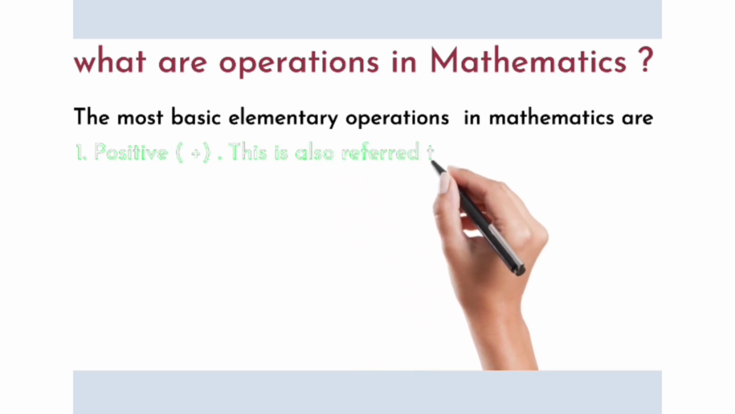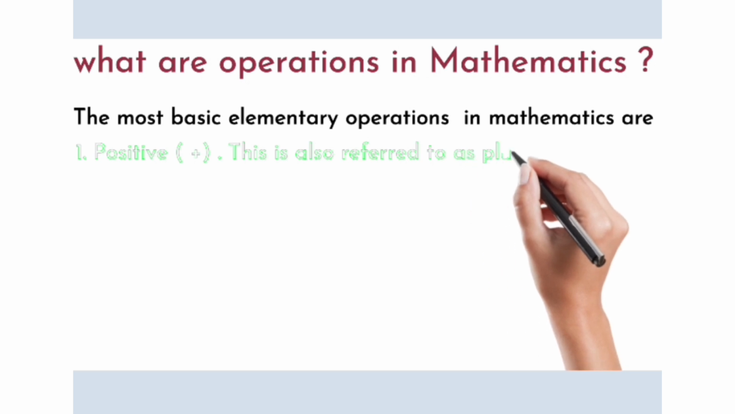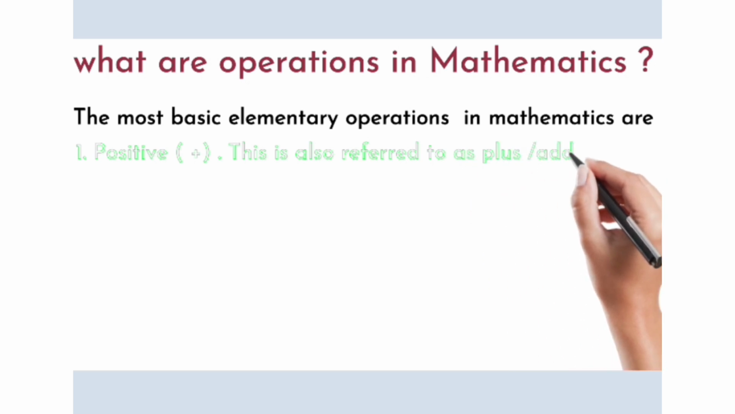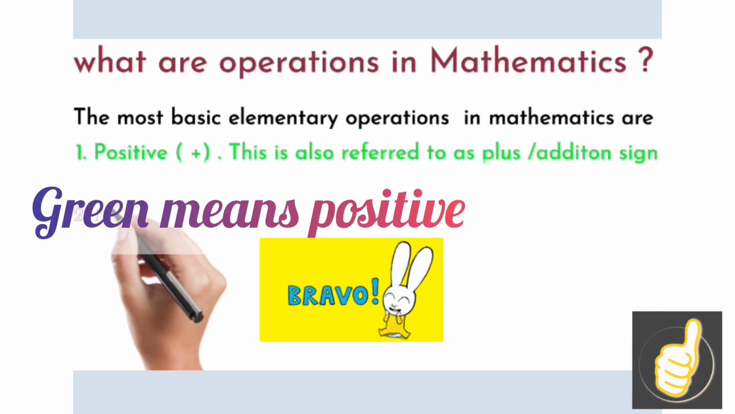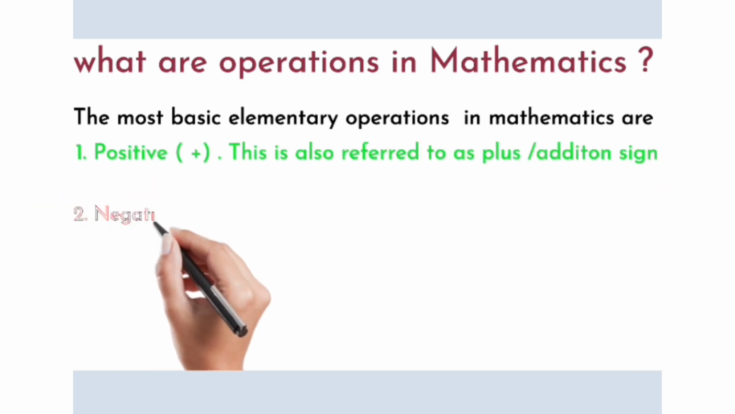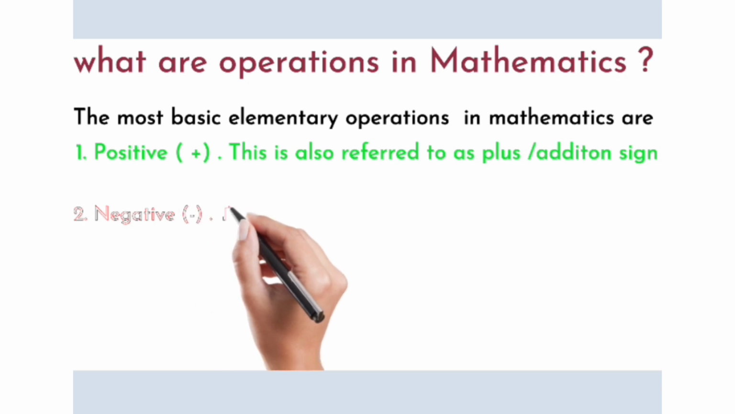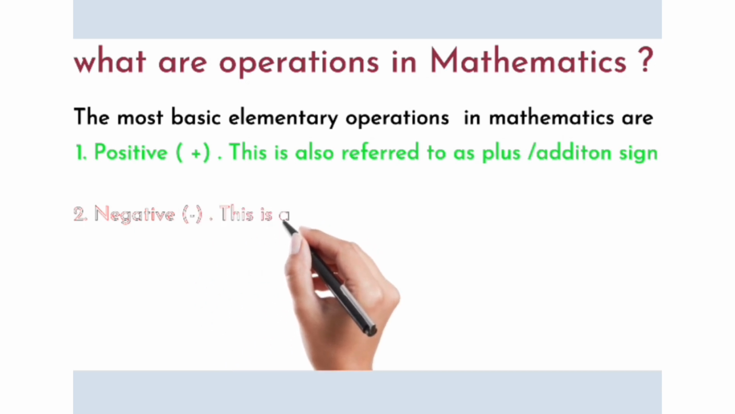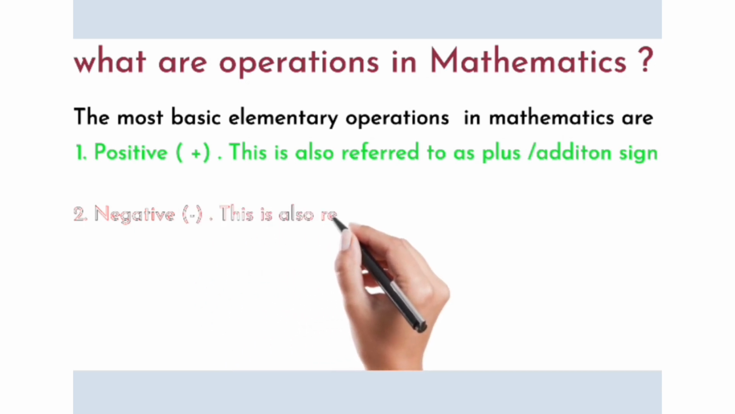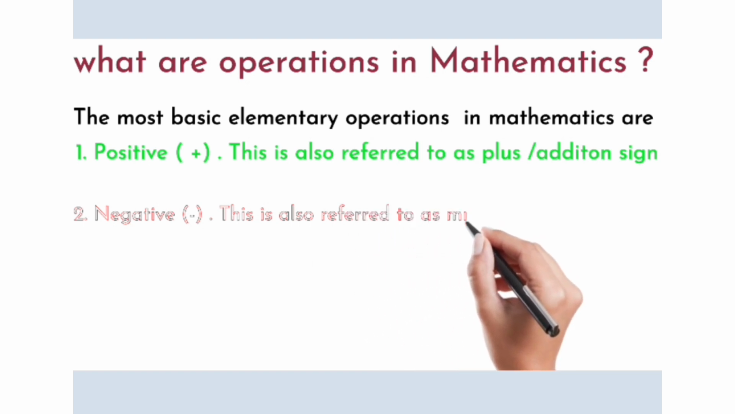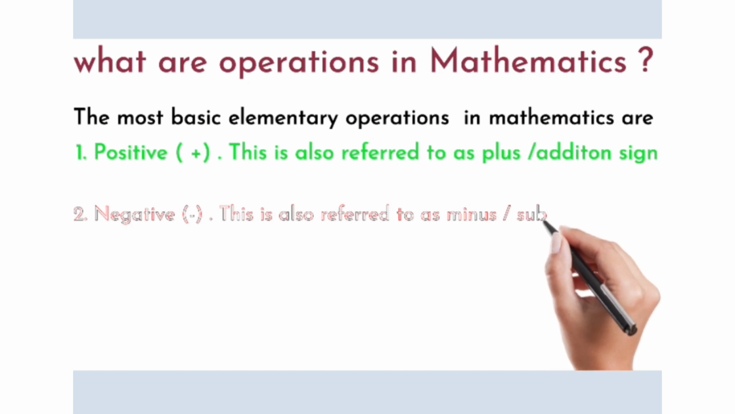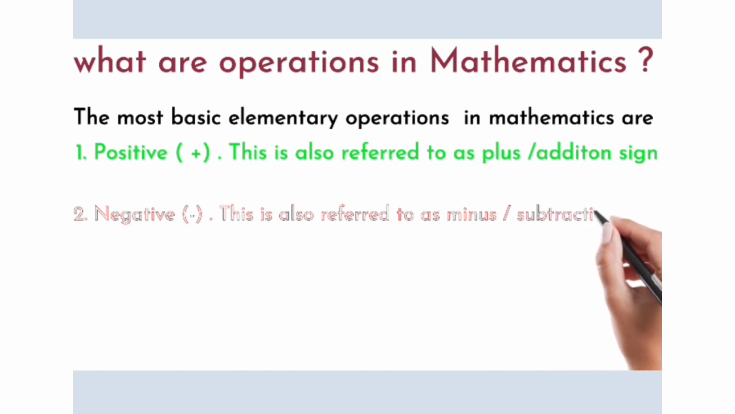I have decided to write this one in green because whatever is positive is always green. So plus is a positive operation. Another one is negative operation. This is also referred to as minus or the subtraction sign. It's represented with a dash.